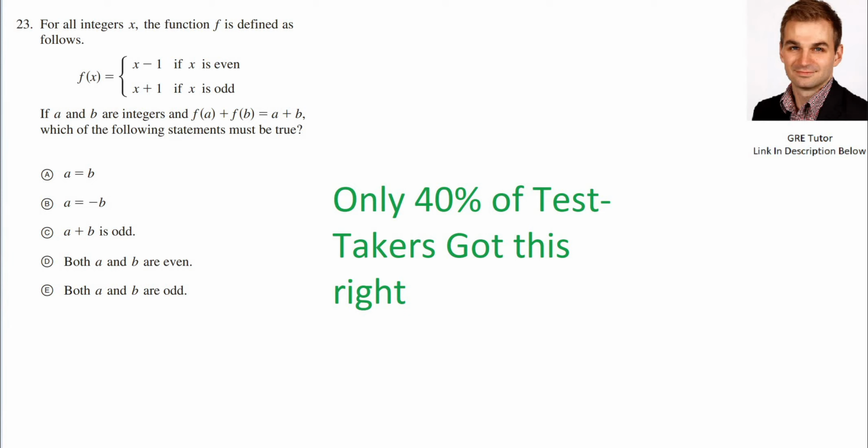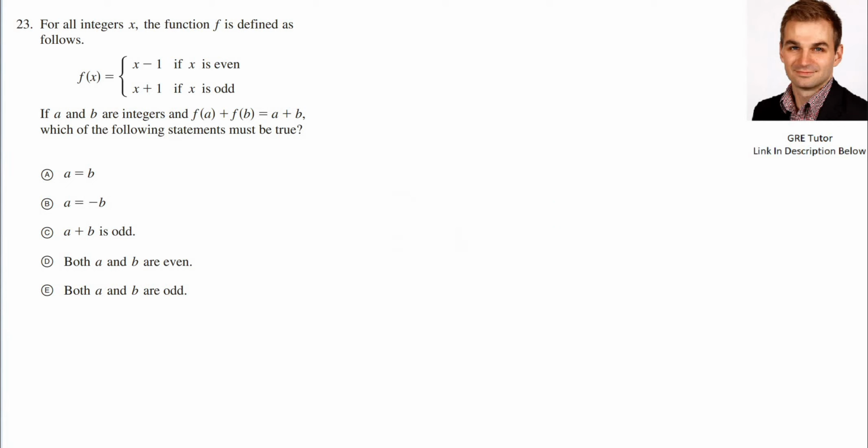Alright, so here it says, for all integers x, the function f is defined as follows. f of x is equal to x minus 1 if x is even, and f of x is equal to x plus 1 if x is odd. And then it tells you that a and b are integers, and f of a plus f of b is equal to a plus b. Which of the following statements must be true? Alright, so let's look at this statement right here in relation to the statement above, this one right here.